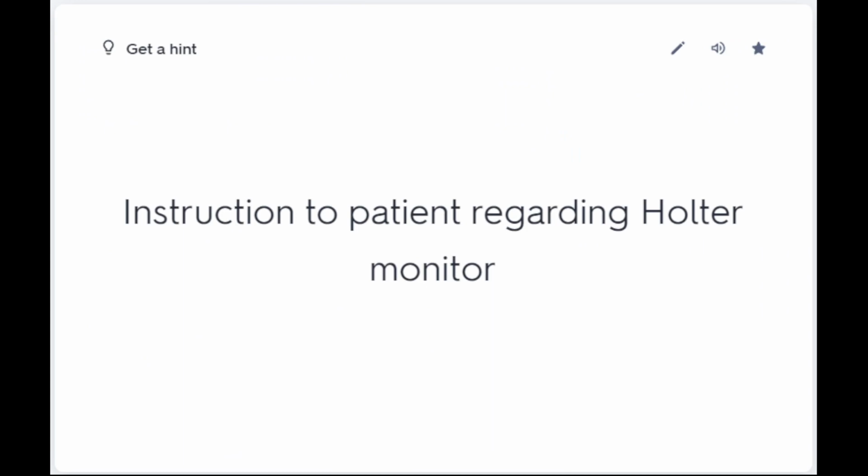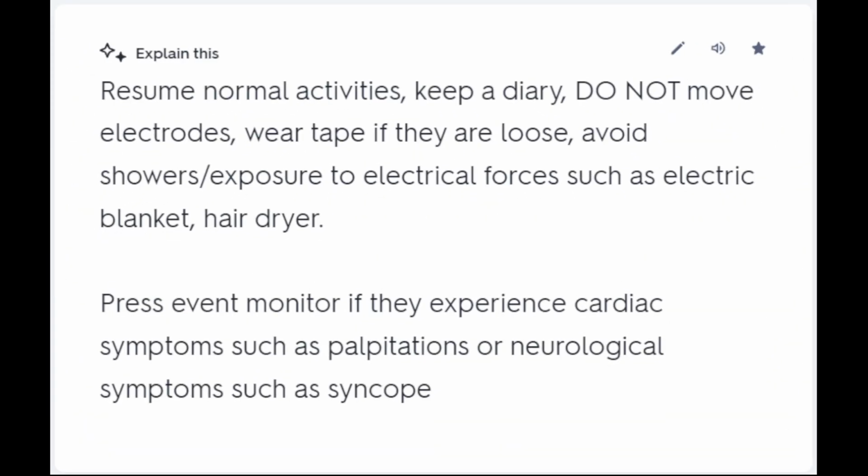Instruction to patient regarding Holter monitor. Resume normal activities. Keep a diary. Do not move electrodes. Wear tape if they are loose. Avoid showers. Avoid exposure to electrical forces such as electric blanket, hair dryer. Press event monitor if they experience cardiac symptoms such as palpitations or neurological symptoms such as syncope.